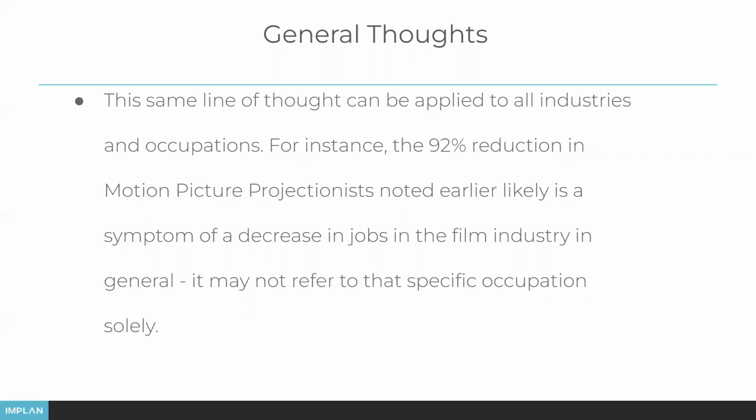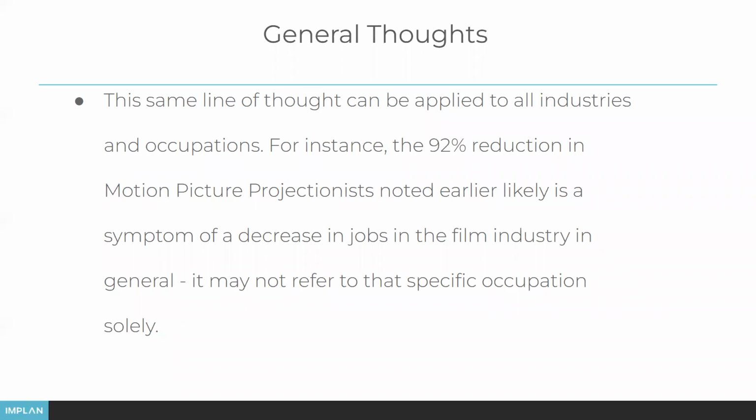In summary, we thought we could give a couple of wide-ranging thoughts on some of these shifts between occupational data and on comparing this data year over year in general. The same line of thought that we use to track our example with physicians could be applied to all industries and all occupations. So for instance, when we were talking about that 92% reduction in motion picture projectionists earlier at the national level, this really is likely just a symptom of a decrease in jobs in the film industry in general, which again seems to match up with what outside sources are saying.